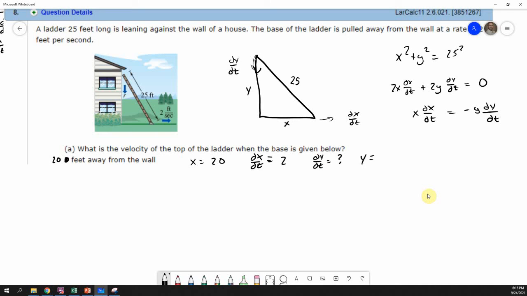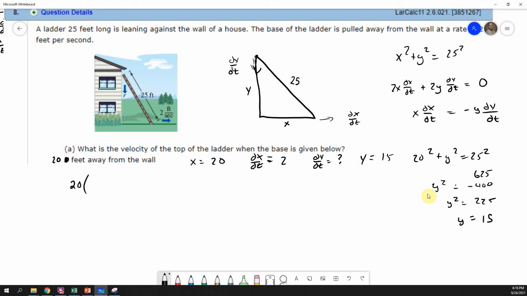I just need y. Well, if I know x equals 20, I can plug it in up here and figure out what y is. So 20 squared plus y squared equals 25 squared. So 625 minus 400 equals y squared. So y squared equals 225, or y equals, I think that's 15, isn't it? Yeah. So y equals 15. So I can plug all this in.